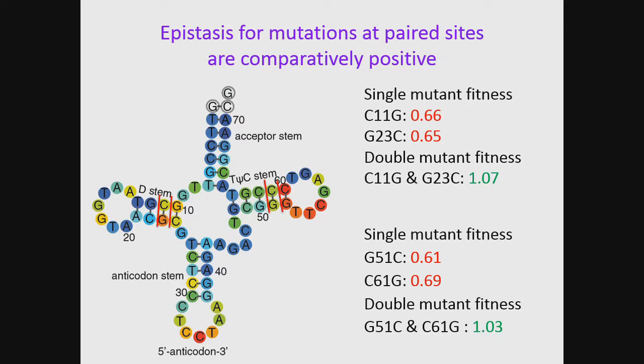However, we would expect that the paired sites show a different pattern because different Watson-Crick pairs may be functionally similar. Here I show two examples. If site 11 or site 23 was mutated alone, there will be a huge fitness decrease. However, when you mutate both sites at the same time, the fitness is restored. Similarly, you can see the pattern also holds for site 51 and site 61.